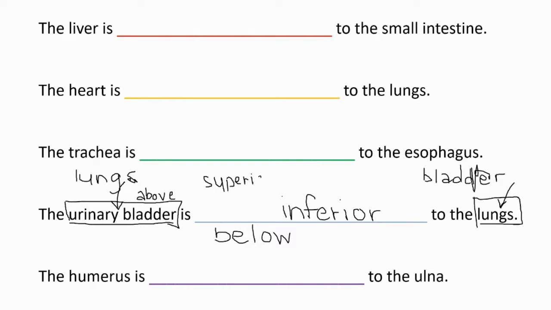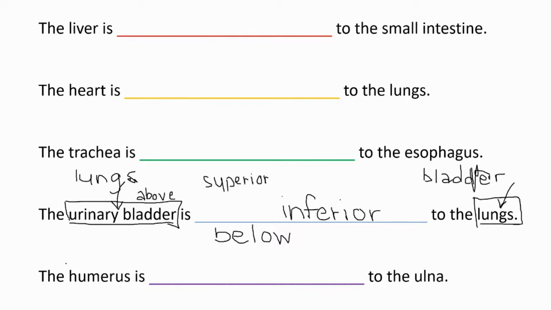So depending on the order that I put my structures in, I still use the same pair of words, superior versus inferior. But if the lungs come first, the word that I'm going to put in my statement is superior. If the bladder comes first, I'm going to put in the word inferior. So there's an example for us of superior versus inferior.